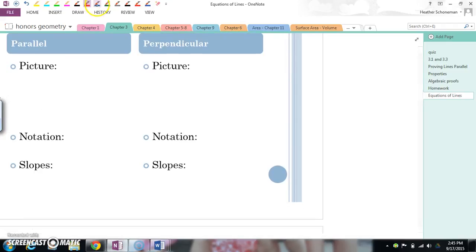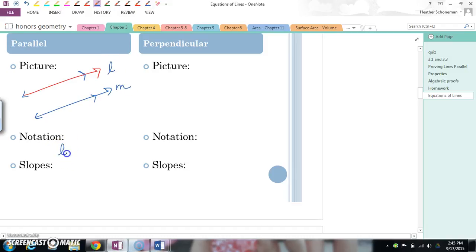Now let's review what we know about lines. Parallel lines, changing colors on us, two lines that never intersect. So if we call this line L and this line M, we can say L is parallel to M. And when we're writing equations, parallel lines have the same slope. Perpendicular lines, on the other hand, intersect to form right angles. So we can call this line T and this line N. And like we learned last week, line T is perpendicular to N. That would be the notation.